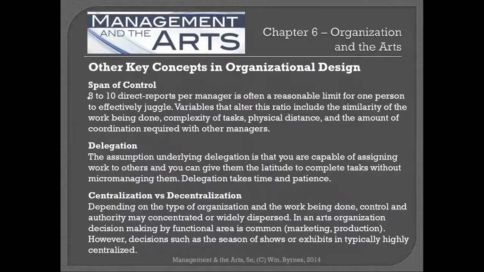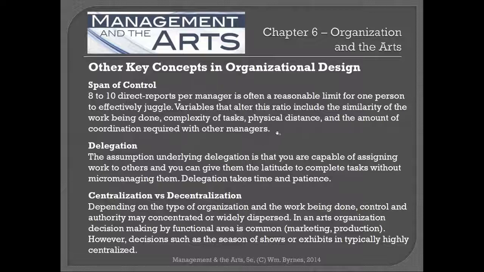Okay, so other key concepts in organizational design, span of control, right? I just talked about that. 8 to 10 direct reports per manager is often a reasonable limit for one person to effectively juggle. Emergency management says 6 because it's an emergency situation and there's a lot going on, right? There's a lot of stress. But in a regular time, 8 to 10 is fine. Variables that alter this ratio include the similarity of the work being done, complexity of tasks, physical distance, and the amount of coordination required with other managers.